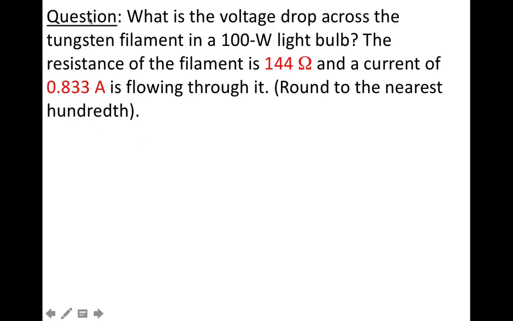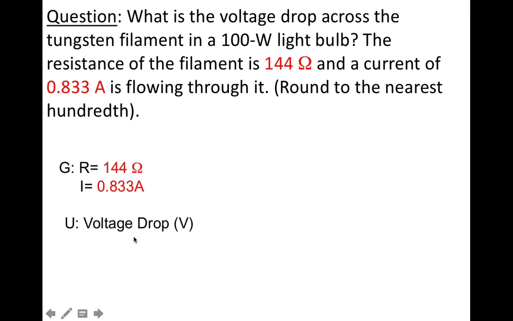So let's try this problem together. The question is, what is the voltage drop across the tungsten filament in a 100-watt light bulb? The resistance of the filament is 144 ohms and a current of 0.833 amps is flowing through it. You need to round to the nearest hundredth. So let's recall that given is that the resistance is 144 ohms and the current is 0.833 amps. What are we trying to find? Well, it says, what is the voltage drop? So we are trying to find V, the voltage drop.